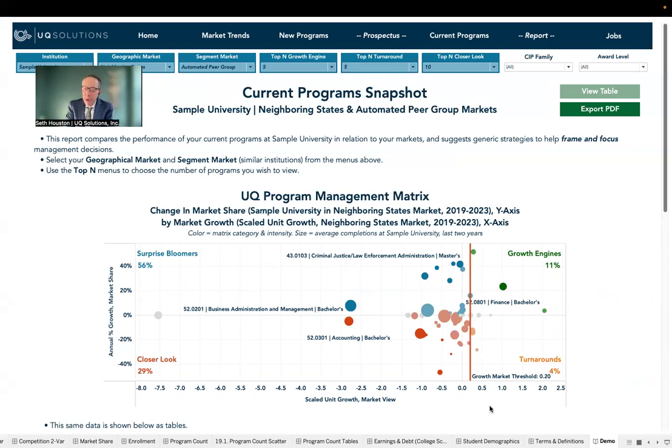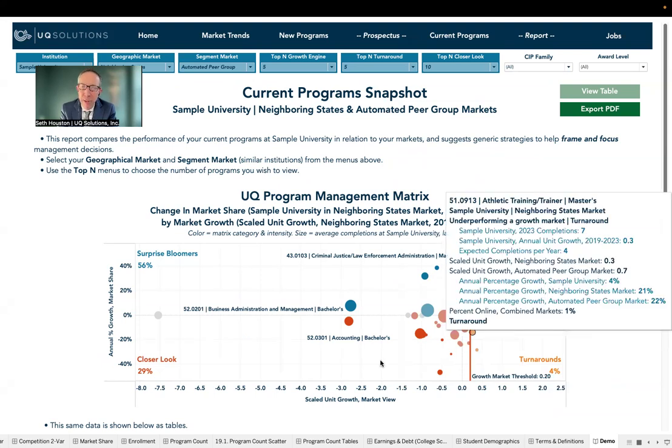One quadrant is the growth engines. These are the ones up here where the market's growing and the school is doing better than expected. These might be some areas to invest in for more growth. Then we have the turnarounds. These are ones where the market's doing great, the program's doing great in the market, but your school is losing market share. How can you make those programs more attractive to capture some of that growth in the marketplace at your school?